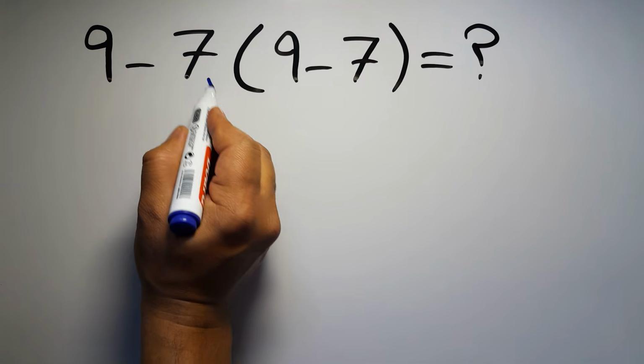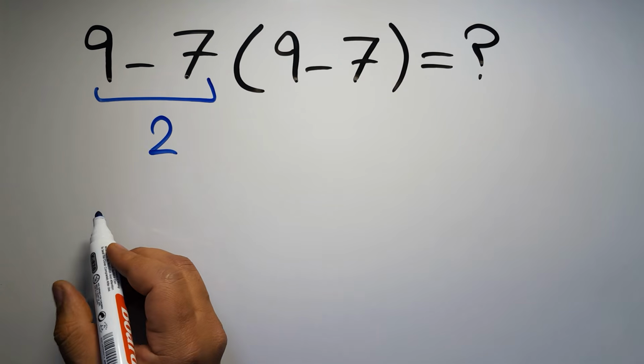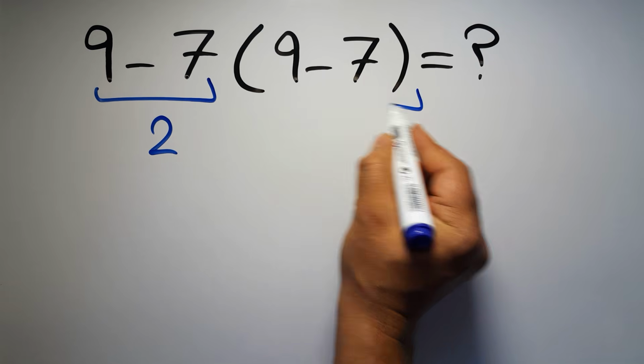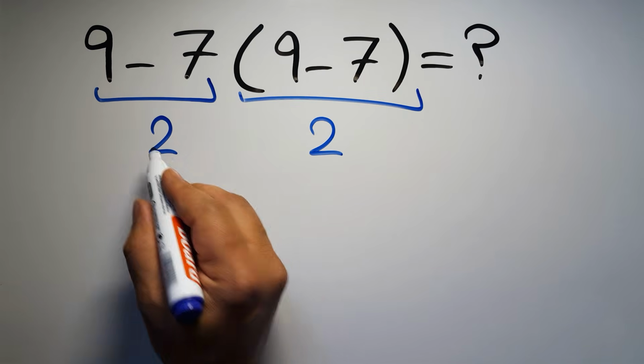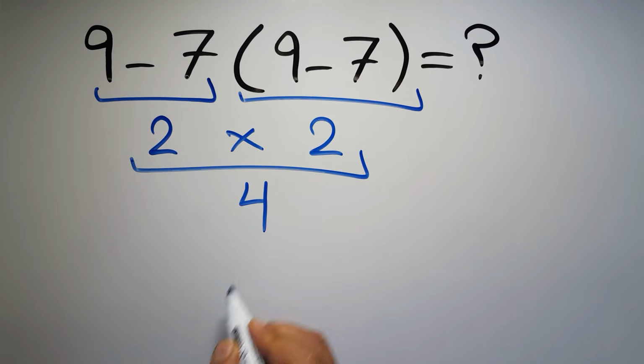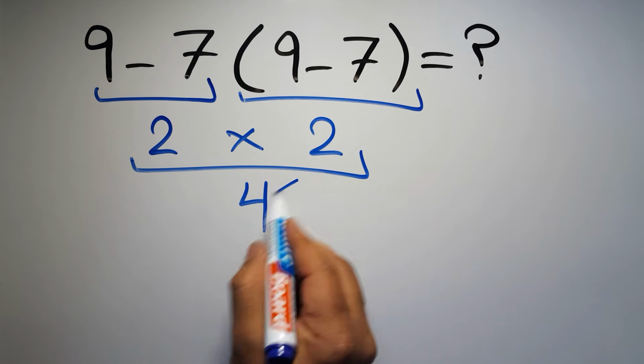9 minus 7 gives us 2. And again here inside this parentheses we have 9 minus 7. So 2 times 2 gives us 4. But this answer is not correct.